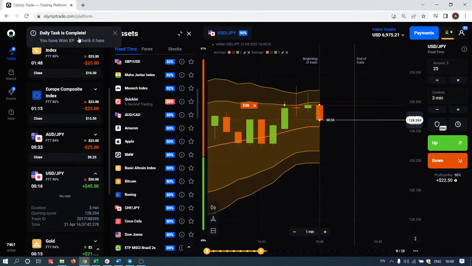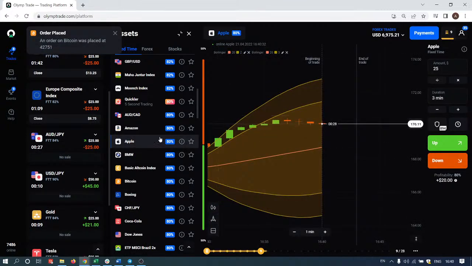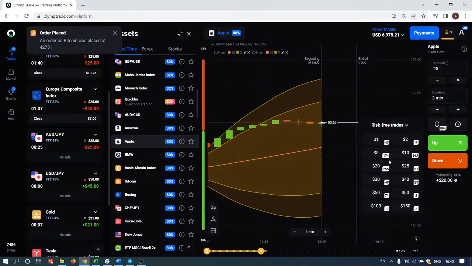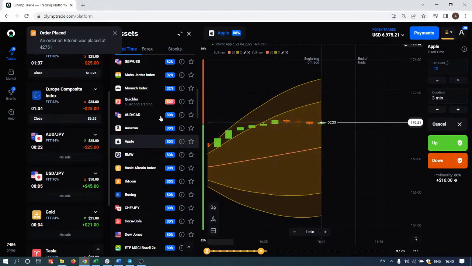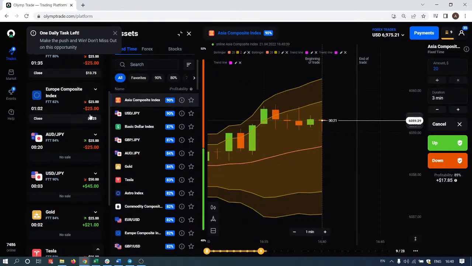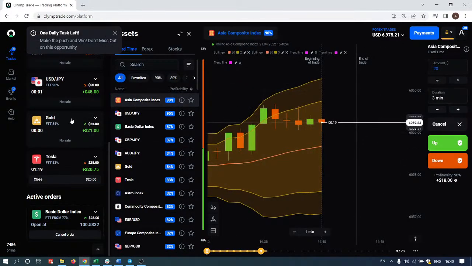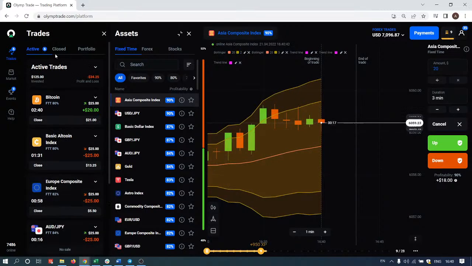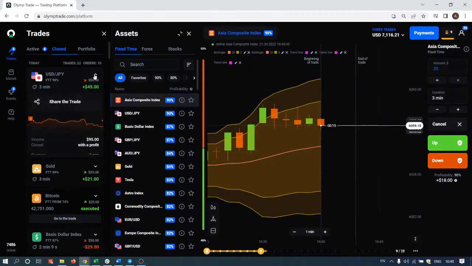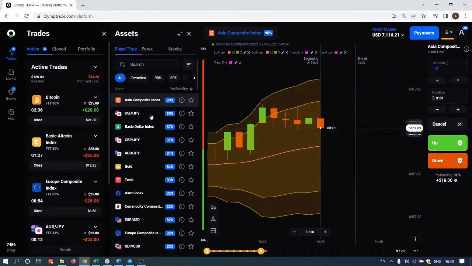Oh, my daily task is complete. Nice. I have won some experience points. So yeah, experience points convert into risk-free trades. Let me go ahead and open a few risk-free trades since I've accumulated so many. Nice, a win on gold, a win on the USD JPY. Nice, nice.